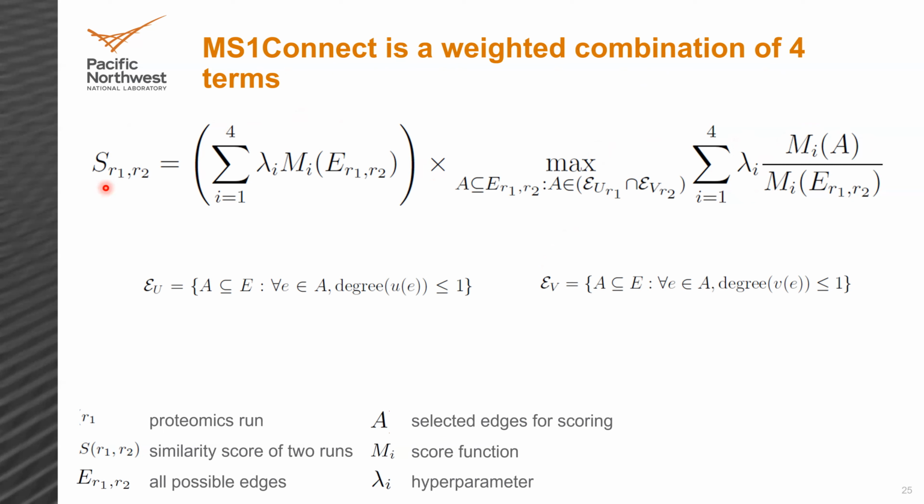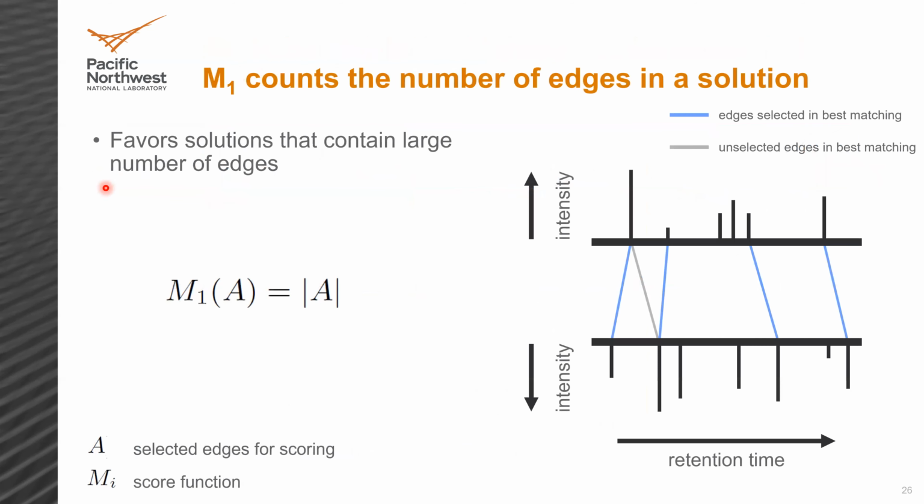Next, I'm going to talk about each of the 4 terms individually and how each of the terms measures a different aspect of proteomic run similarity. The first term, M1, counts the number of edges found in the solution, and it's going to favor solutions that contain a large number of edges. In the schematic on the right-hand side, we see that M1 is going to choose the 4 edges in blue. It's not going to choose this edge in gray, because if it chose that edge in gray, it could not choose these 2 blue edges.